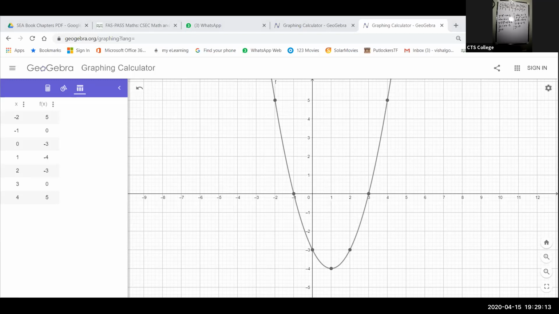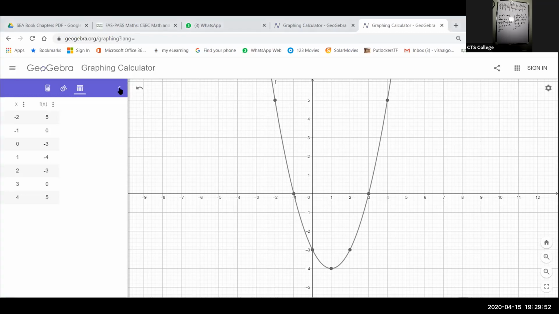The other part of the question says to determine the minimum value. So what is the minimum value here? Anybody? -4, correct? Because as you all can see, it's -4 in the bottom here. This is the minimum here. All right, so this is where the minimum value lies. Let me see the next part of the question. The equation of the line of symmetry of the graph.